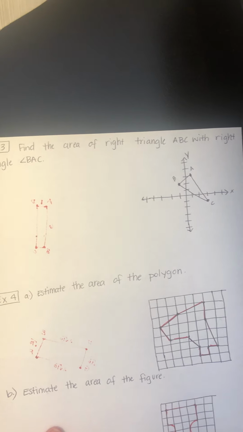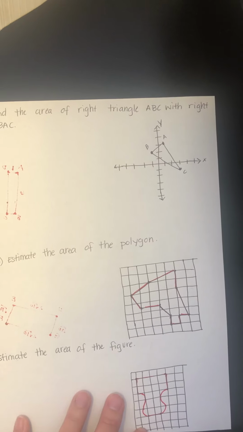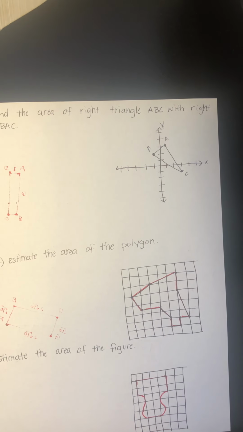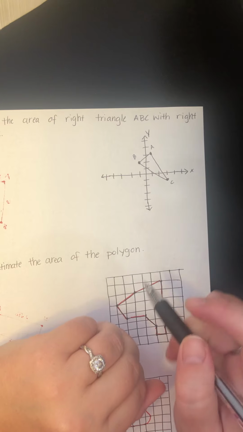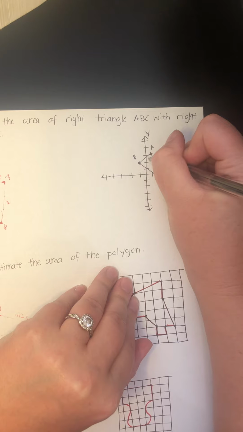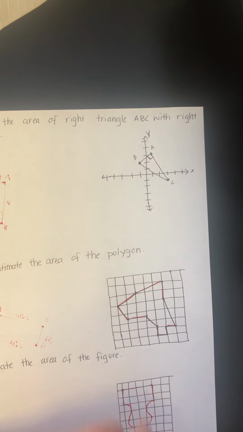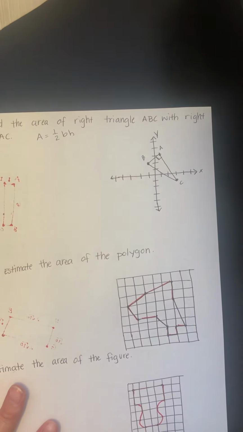Now let's look at our next example. Calculating area with coordinates. We need to find the area of the right triangle ABC with right angle BAC. So here it's graphed for us. We can find the coordinates pretty simply, but we do know that the right angle is angle BAC. So this right here is our right angle, and we're looking for the area. First we're going to have to find the length of the sides using the distance formula, and then we'll use our area formula for a right triangle, which is 1/2 the base times the height.